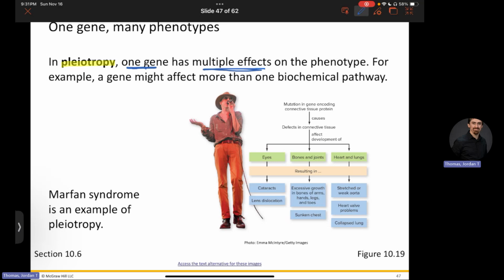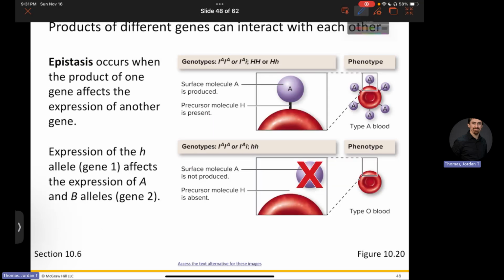Now, on the flip side of this, we have what's called epistasis. So the products of different genes can interact with each other.